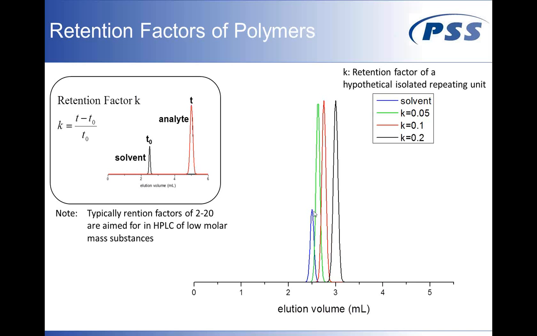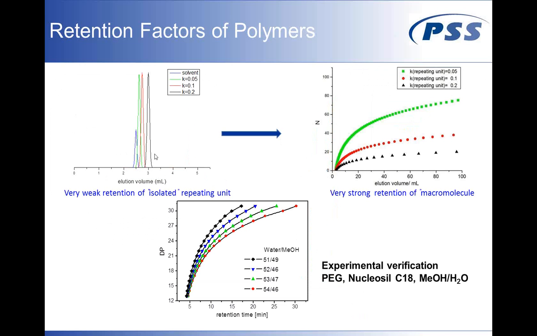You have basically no separation between the repeating unit and the solvent peak, or here I have 20%, which is a little bit more. But still, these are interaction numbers which you usually do not like to have in isocratic HPLC. But although we have these tiny differences only in the retention time, in the interaction of the repeating units, our macromolecules will stay for a very long time on the column.